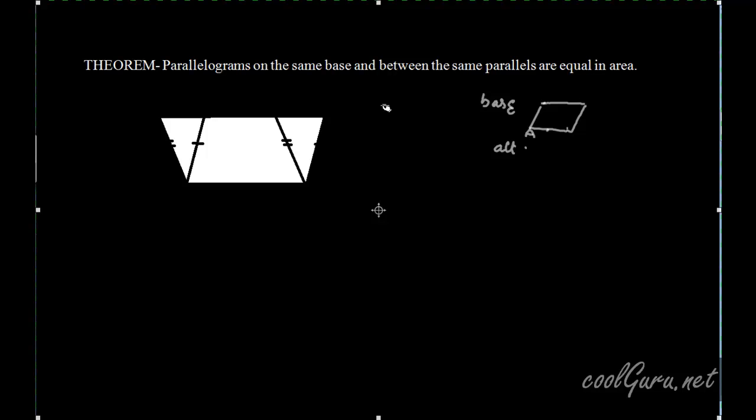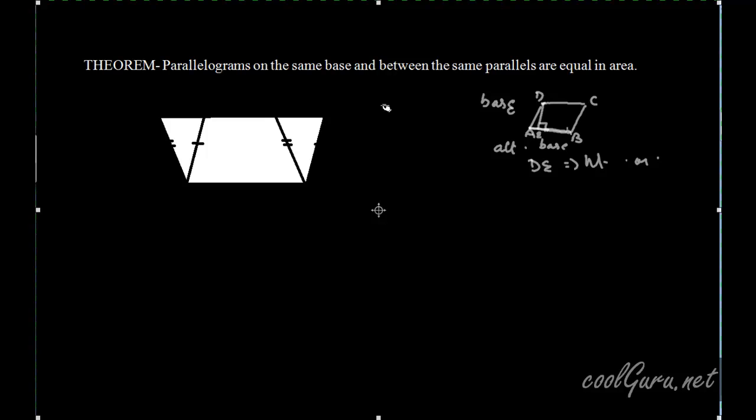Now suppose ABCD is a parallelogram and we are considering AB to be the base, then the corresponding altitude will be the perpendicular from this line DC to the side AB. So if AB is base, and let this foot be E, then DE is the height or altitude.